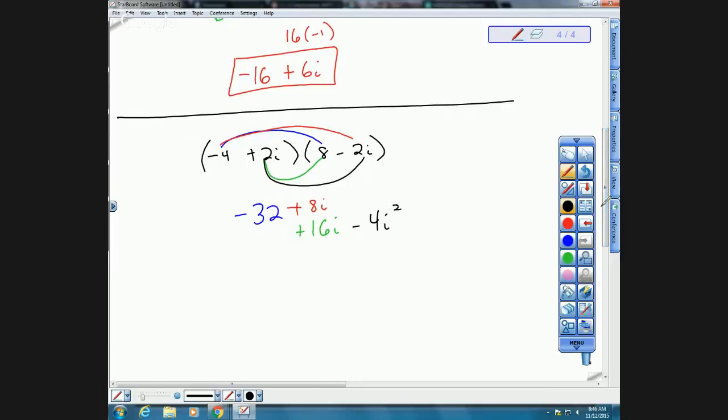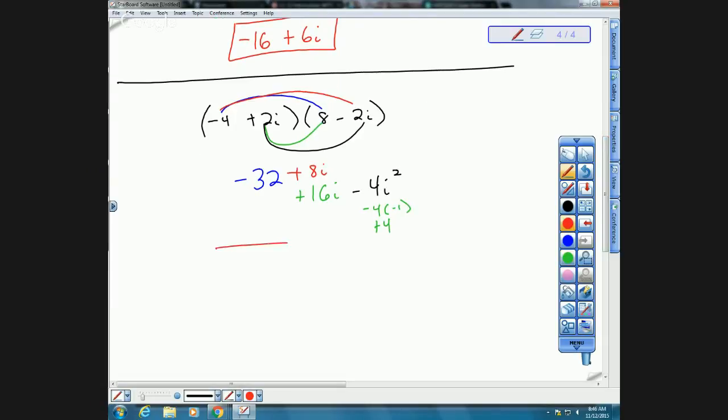So again, that's just like it was an x, no different than if it was an x. We just multiply them together. But what do we have to change? We have to change that i squared to -1, so that becomes +4. So now combine some like terms. -32 plus 4 would be -28. 8 plus 16 would be 24.